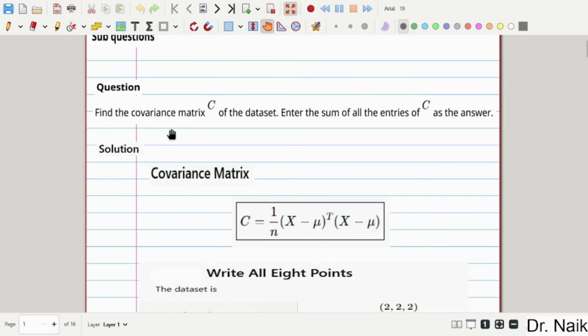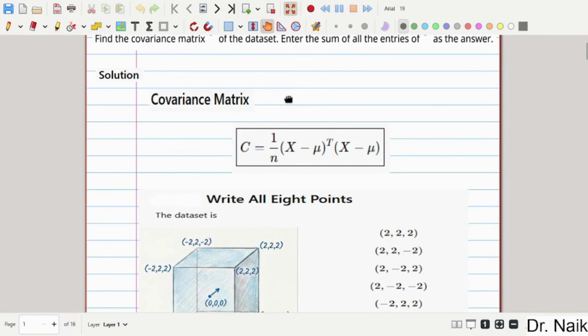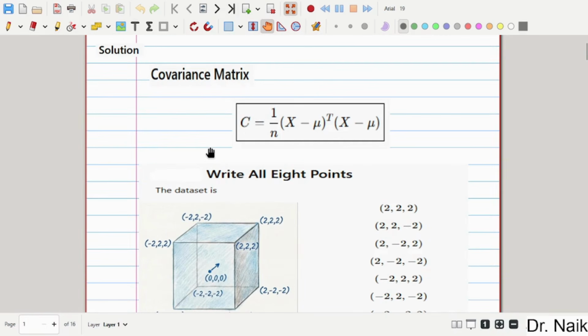Find the covariance matrix C of the dataset. Enter the sum of all the entries of C as the answer. We calculate the covariance matrix by the formula C is equal to 1 upon n into bracket x minus mu transpose multiplied by x minus mu, where n is the number of the data points and mu is the mean.